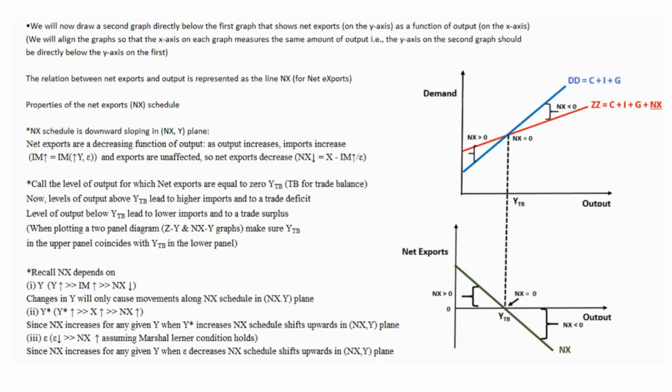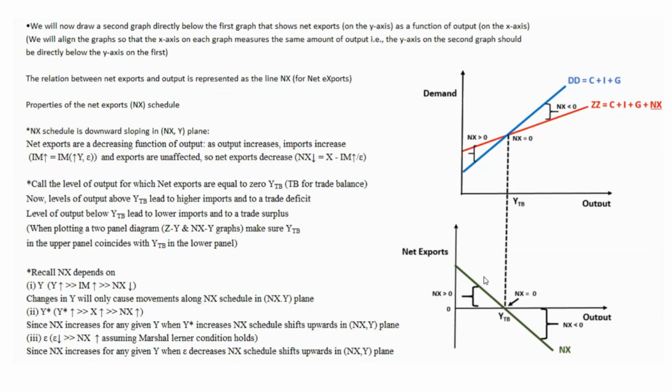We were looking at the difference between demand for domestic goods and domestic demand for goods. Then we looked at how we can plot them against output. Now we want to look at how we draw a graph directly below the first graph, where we plotted DD and ZZ against output.